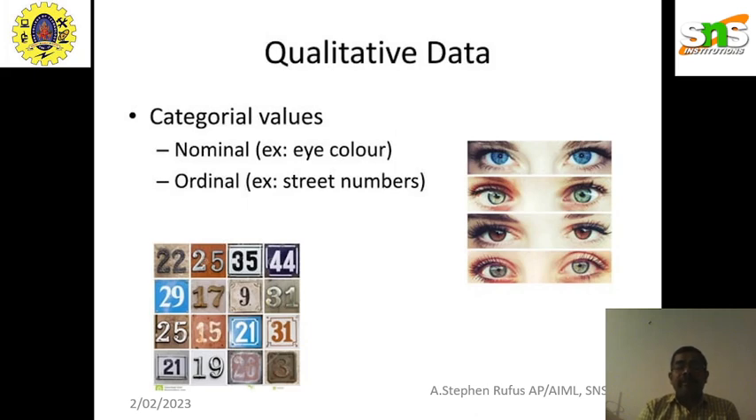In case you are taking the entity as the eye, then we may classify: people may have eyes that are blue, they may have eye color brown, or black, or they may have cat eyes. If we are classifying such an entity, then that kind of data is called nominal qualitative data. And the next one is ordinal data.